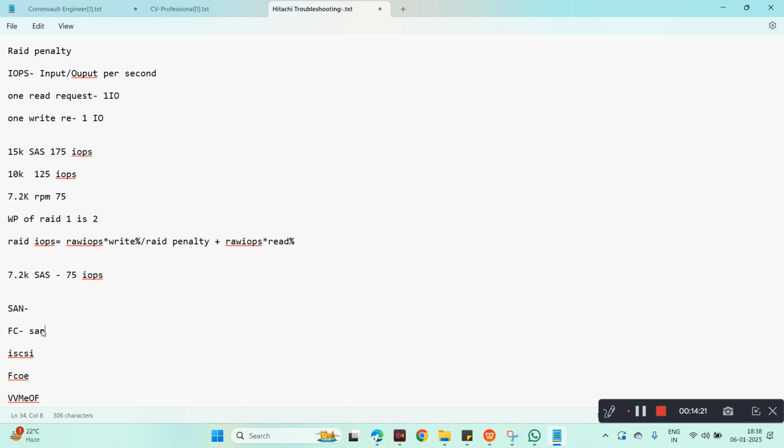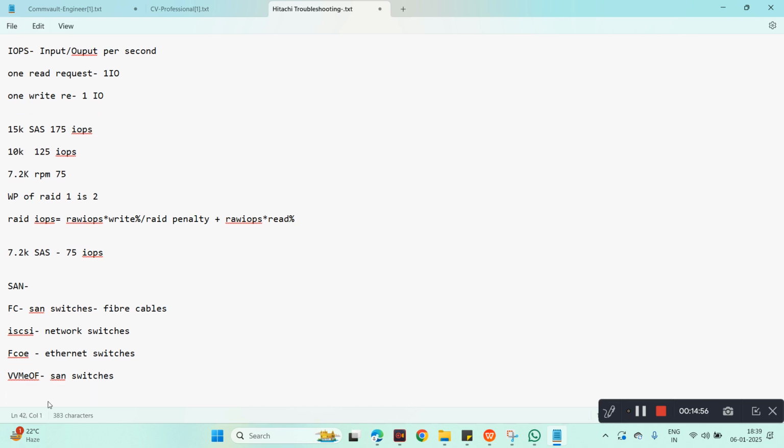If you are using the FC protocol, you need SAN switches, and you need fiber cables to connect your storage with the SAN switches, and to connect the HBA of your host with the SAN switch. For iSCSI you need a network switch, so you don't need any additional expenses. Fibre Channel over Ethernet also uses Ethernet switches, network switches. And NVMe over Fabrics again uses SAN switches.